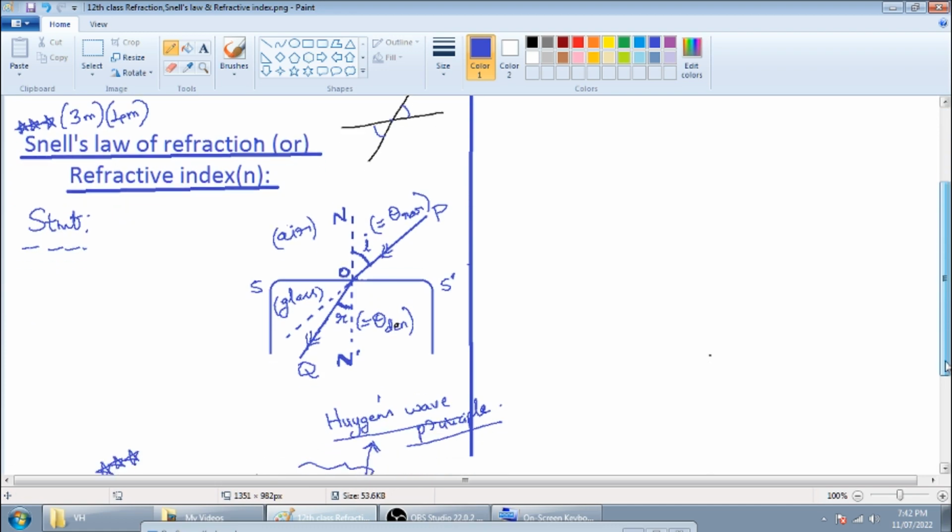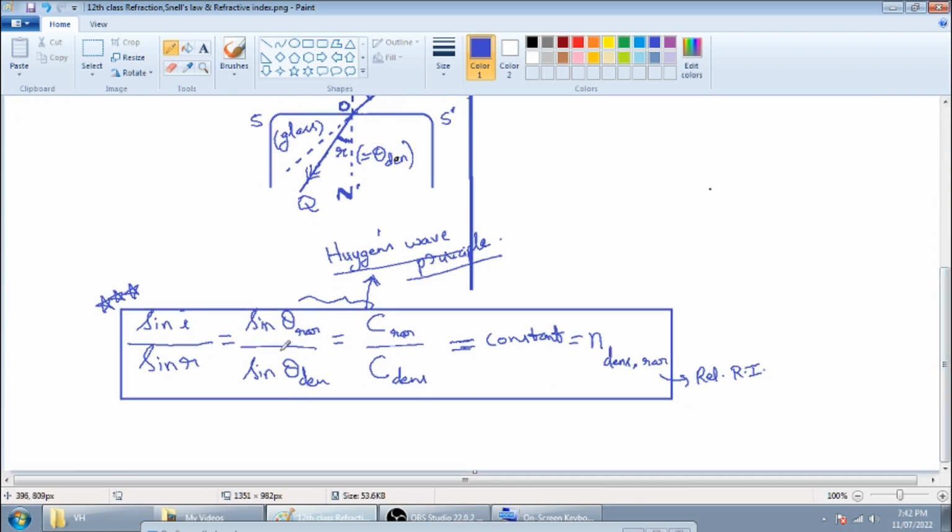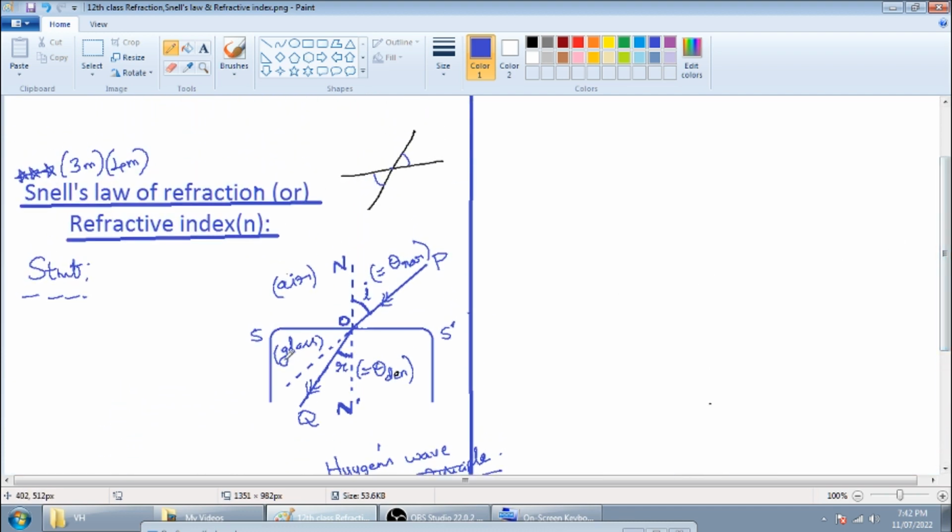Now, this is nothing but the defining equation, or definition, of the relative refractive index, or in simple words, the refractive index itself. Usually in most situations, the refractive index of any denser medium like glass or water or diamond, any transparent medium, is considered only with respect to air or vacuum.